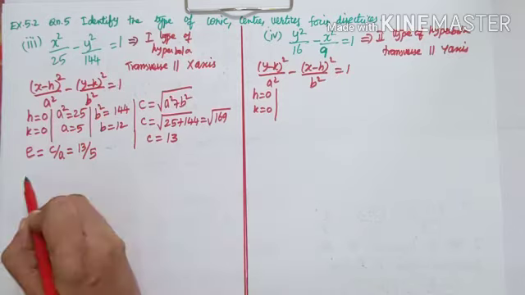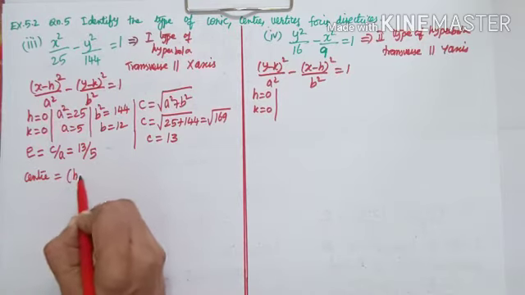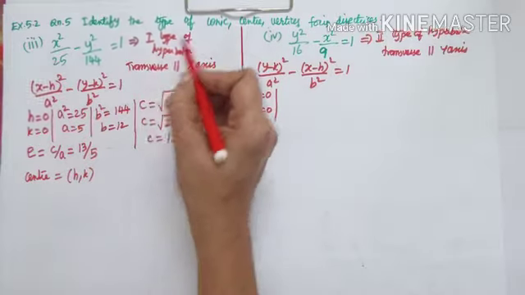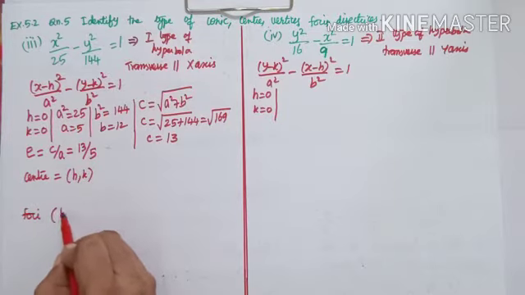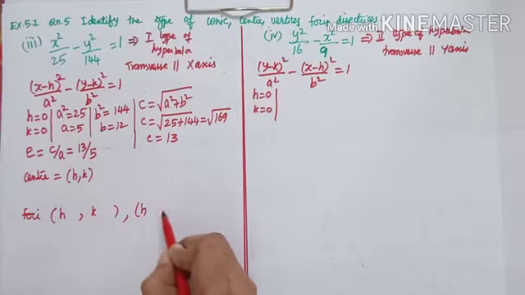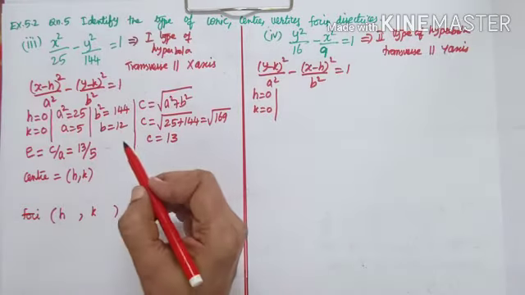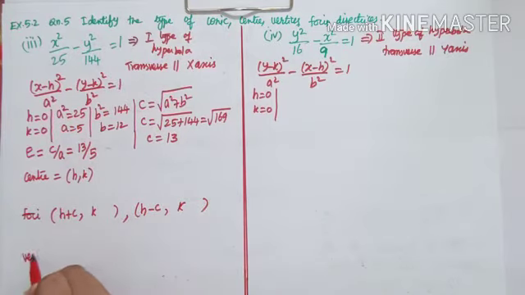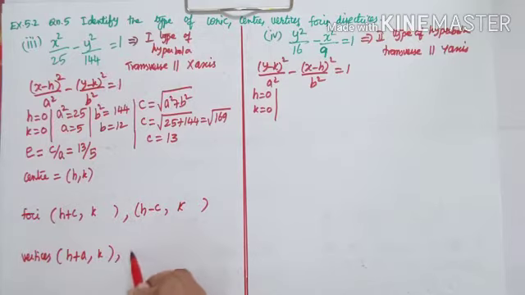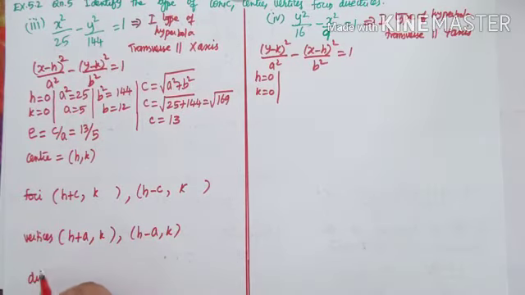Once I know all this, let us write down the center. Center is h comma k. Second, we need to find the focus. Focus is h comma k, similarly h comma k. If it is first type, add c to h and subtract c from h. Similarly vertices, instead of c I will write a now: h plus a comma k, h minus a comma k. And directrices: being the first type, it is x equals h plus or minus a by e.